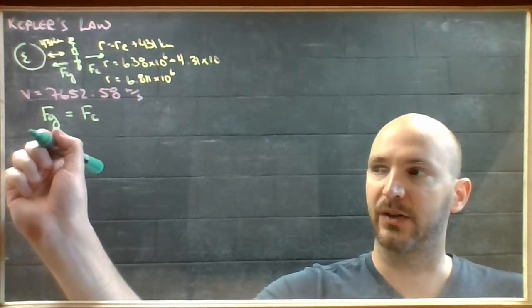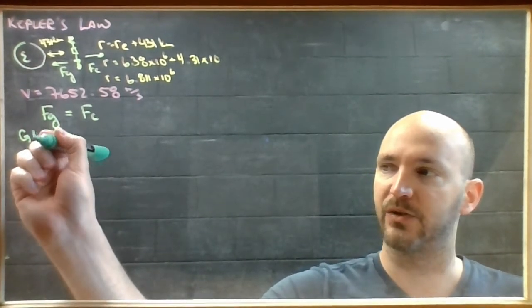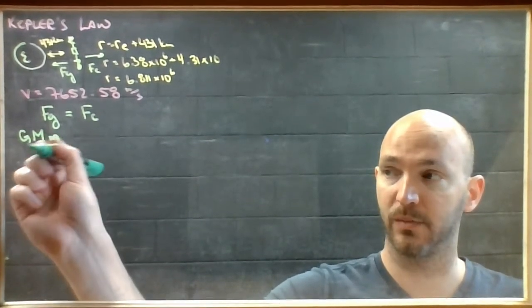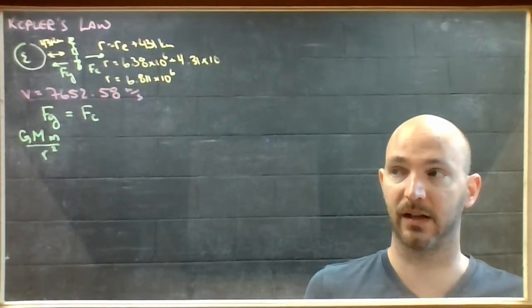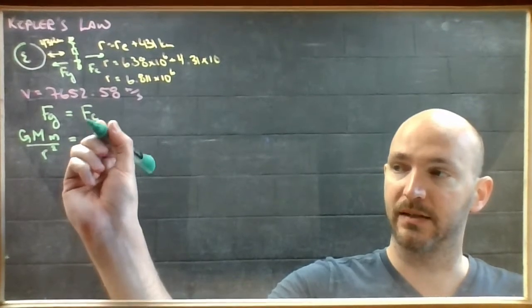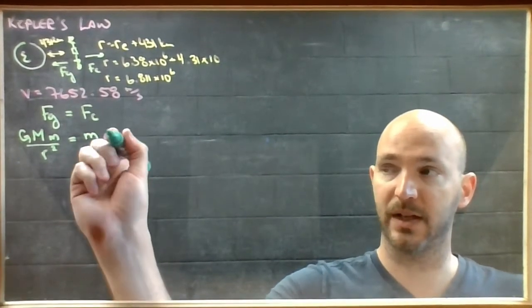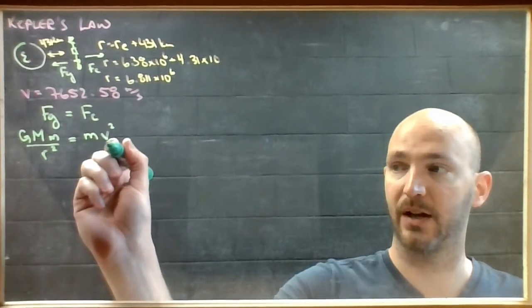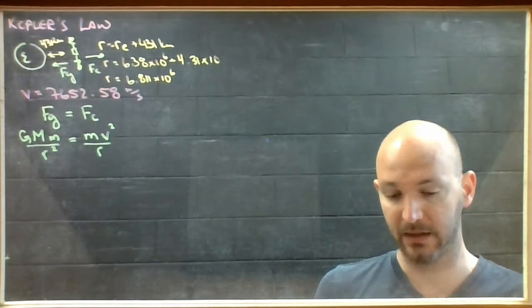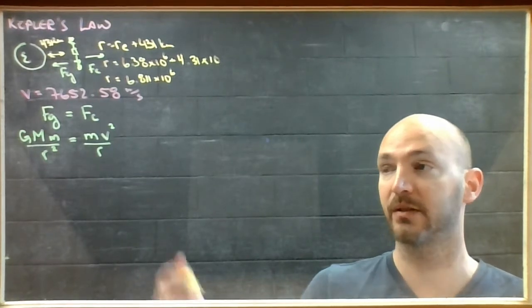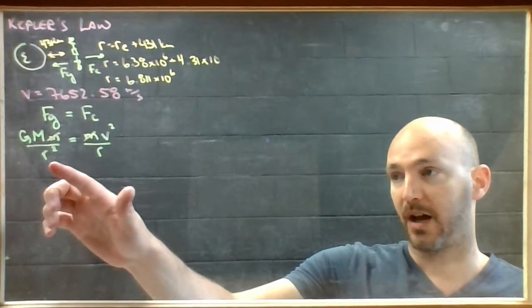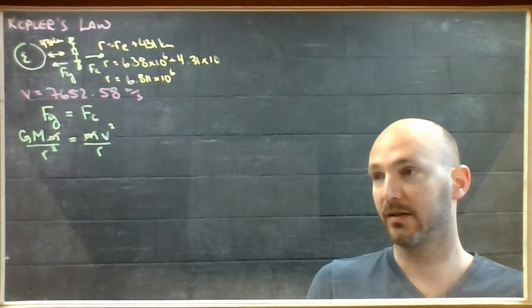Force of gravity is calculated by doing the universal gravitational constant, the mass of the orbiting body, the mass of the craft in orbit divided by the radius from the center of that planet squared. Centripetal force is the mass of the orbiting object, the speed at which it's traveling squared divided by the radius. So immediately you can see that the mass of the object is irrelevant. That divides out. I'm going to be able to pop this radius up here.